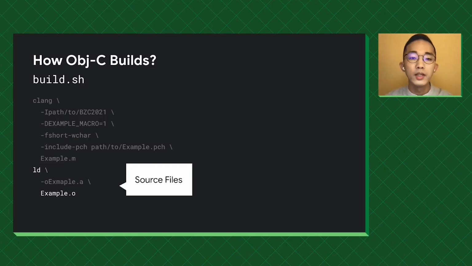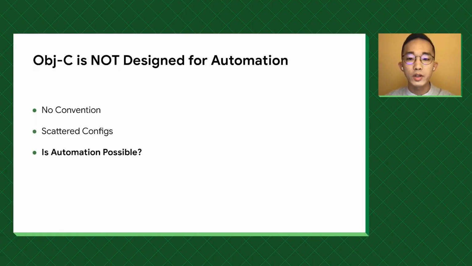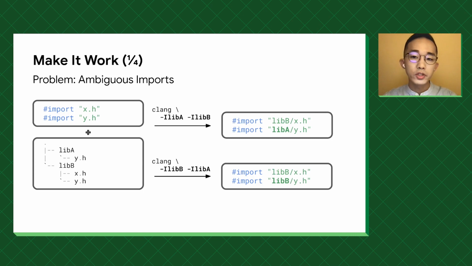To sum up, Objective-C is not designed for automation. It has no convention at all, and the configs are everywhere, which makes us wonder, is automation possible? Of course, it is possible. Let's make it work. The first step is to define the problem, which is resolving ambiguous imports.